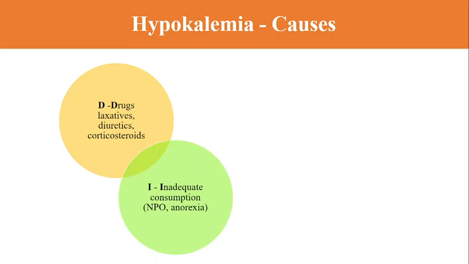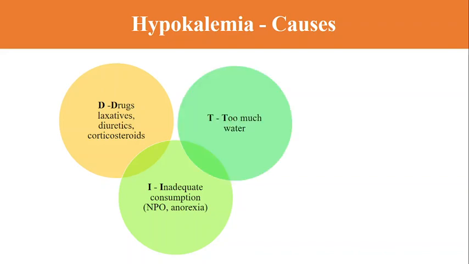Next one is I. DITCH. D for drugs, I for inadequate consumption. Inadequate intake of potassium. For example, if a person is going to starve because of anorexia, or in a condition like nil per oral status, when the NPO is for a long period of time, a person can end up with hypokalemia. So, inadequate consumption.